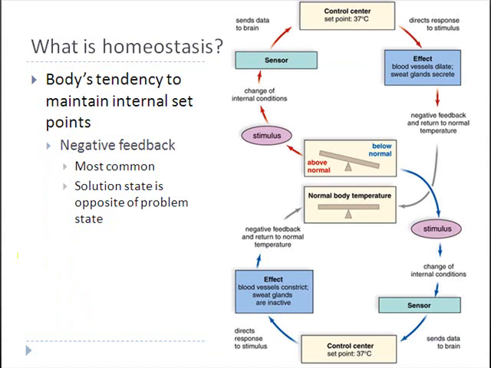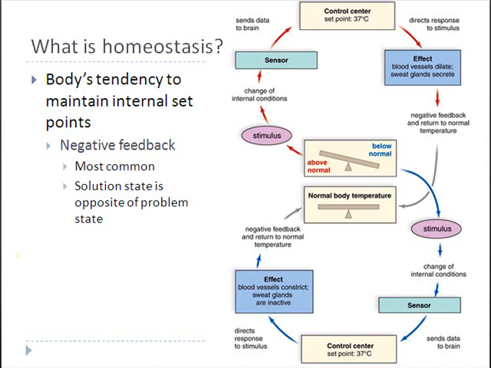Now, a very critical topic we need to talk about, that we return to time and time again in the study of anatomy and physiology, is this concept called homeostasis. Your body has an internal set point for its temperature. You have an internal set point for what the pH of your blood is. You have an internal set point for how rapidly you digest food, for how many times you take a breath each minute, for how many times your heart beats, etc.